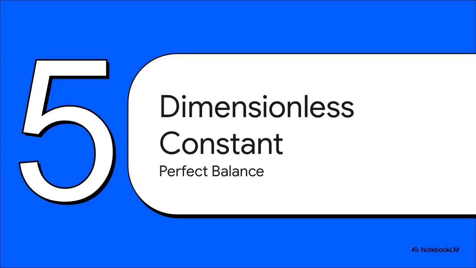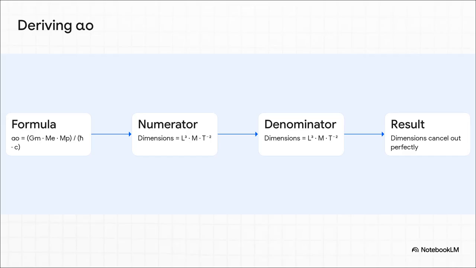Next up, let's look at the dimensionless constant, perfect balance. This right here is the ultimate climax of the mathematical proof, deriving a true dimensionless constant natively from within the formulas. That is the gold standard for a perfectly balanced system.